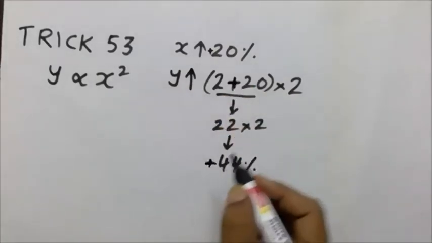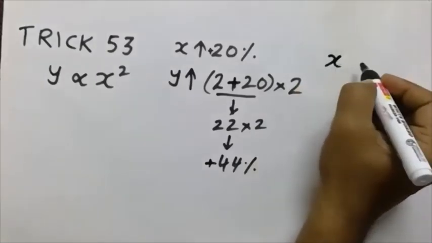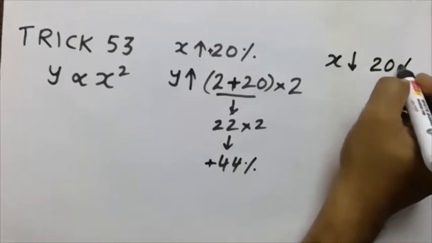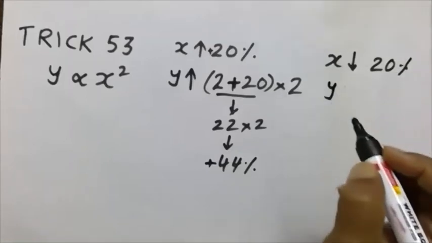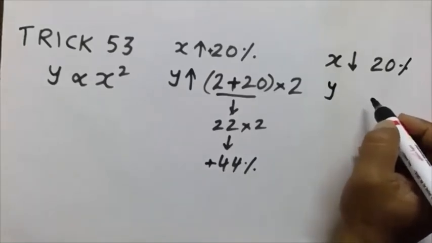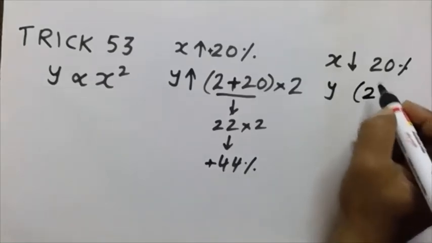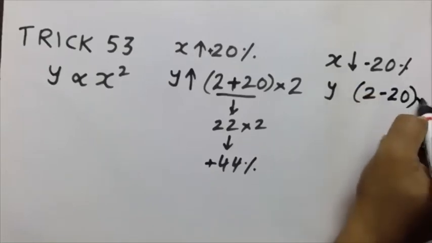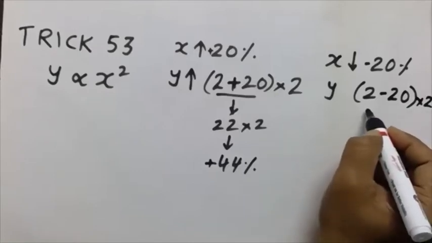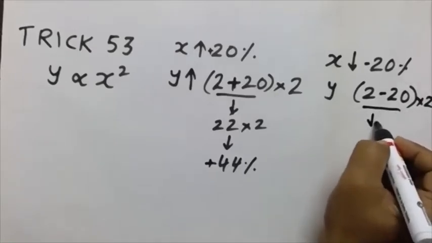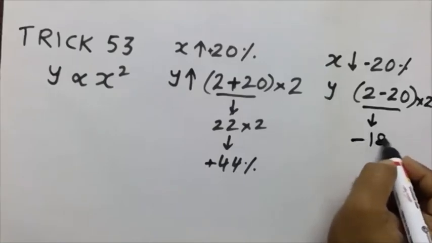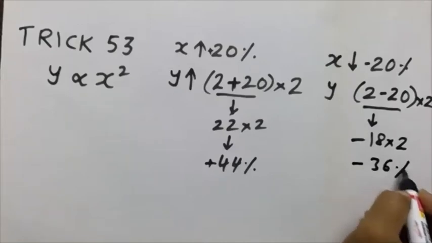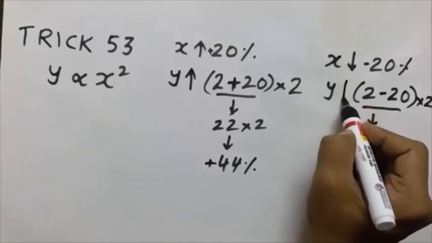If x decreases by 20%, then what do we have to do in the y value if we want to see the change? 2 minus 20, here minus, into 2, very similar. Then what will you get? This value is 18 with a negative sign, into 2, and you get minus 36. Minus indicates that y decreases.